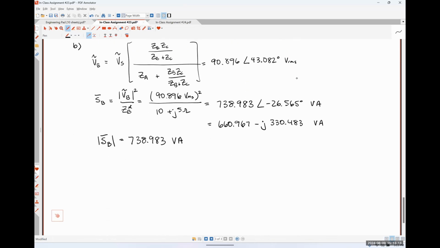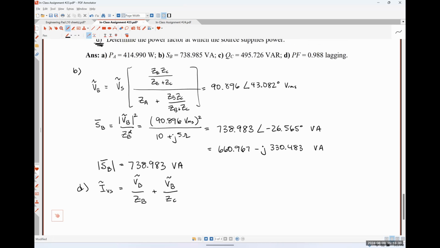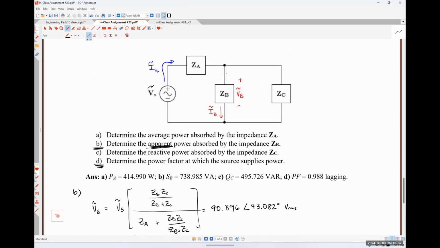Sounds groovy. So for part D here, we could say that IVS is equal to VB over ZB plus VB over ZC, right? So that's literally just this current flowing down plus this current flowing down. So can we all agree with that based on Kirchhoff's current law?